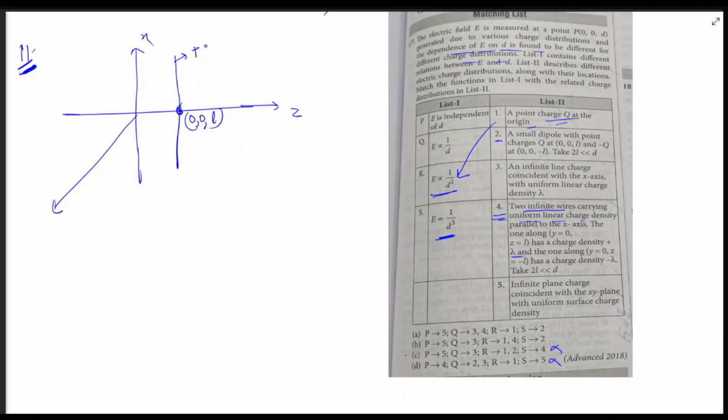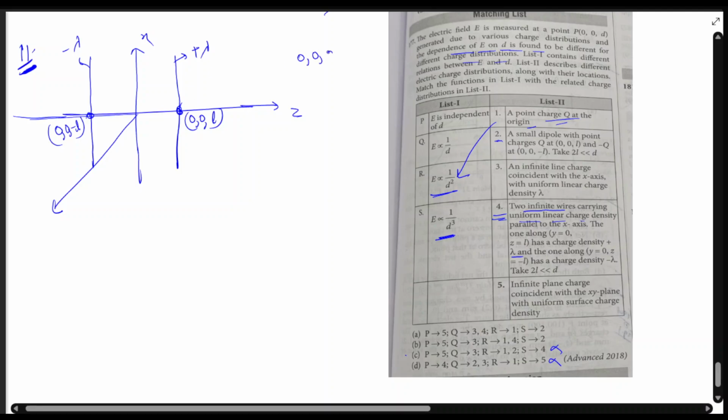So this is plus lambda, and here we have another, at (0, 0, minus L). This is minus lambda. Perfect. Okay, so we have to find the electric field at D, on the point (0, 0, D), right? That is what this question is asking.